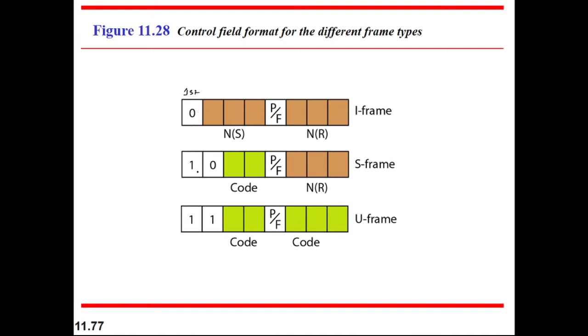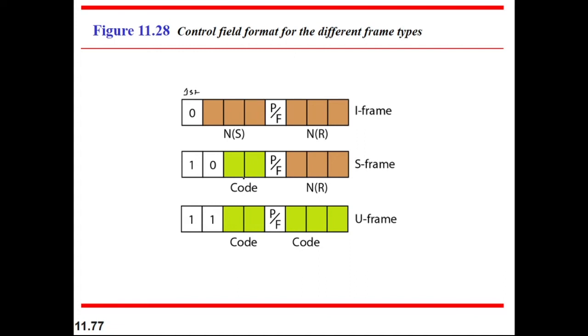Okay, and if the first 2 bits are 1 0, then it should be an S frame. If it is 1 1, that means it will be a U frame. Okay, so according to the first and second bit positions, you can identify different frames. So we have this field.